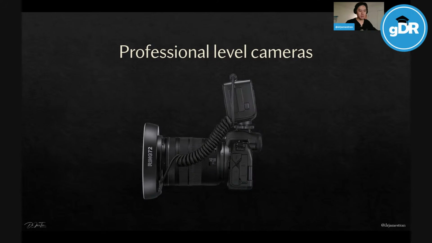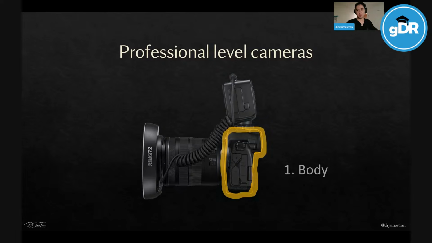But we're here for professional camera propaganda. So let's break down what is in a professional level camera. First is the body. You cannot take photos without the following three parts. First, we need the body. The body, ideally mirrorless, which is a bit smaller and lighter, easy to hold.